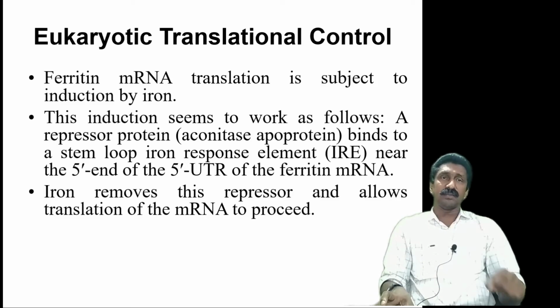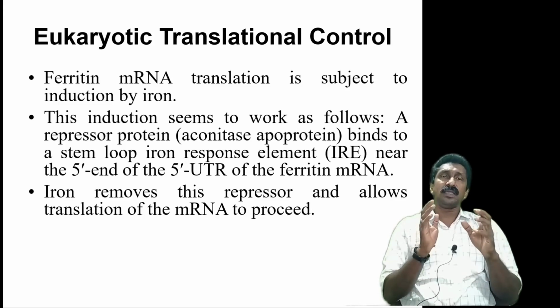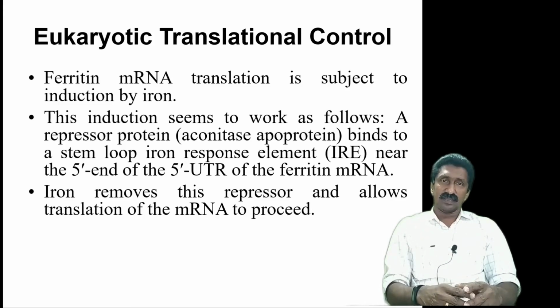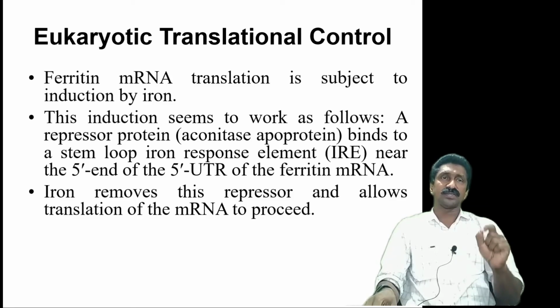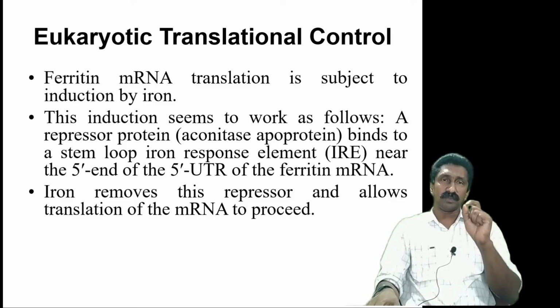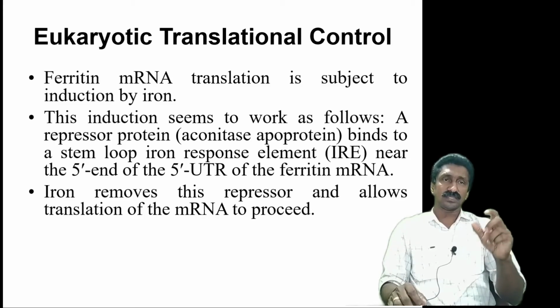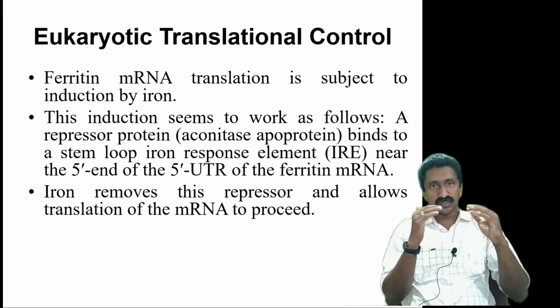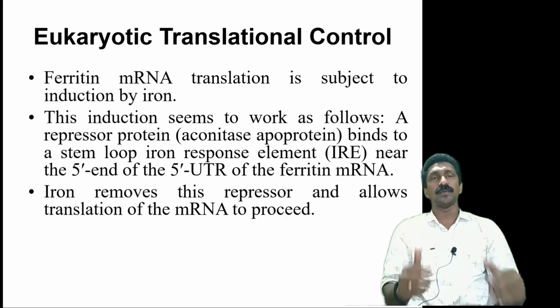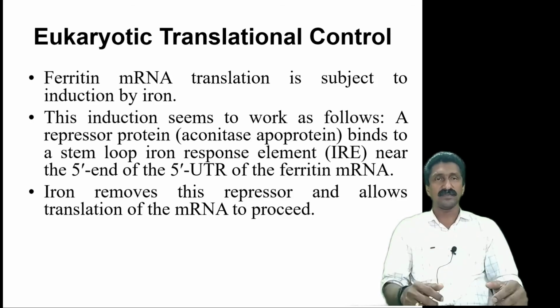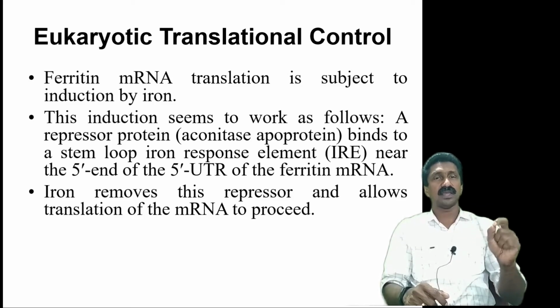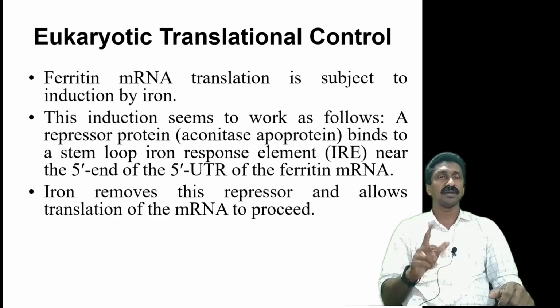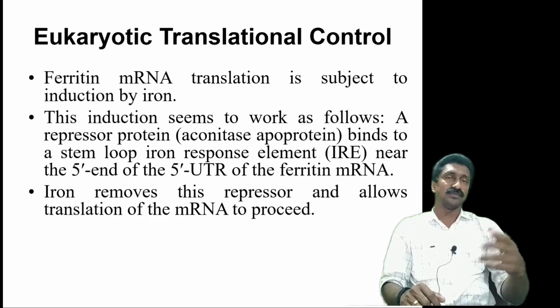Then ferritin mRNA translation is subject to induction by iron. This induction seems to work as follows. A repressor protein, aconitase apoprotein, binds to a stem loop iron response element, or IRE, near the 5' end of the 5' UTR of the ferritin mRNA. Iron removes this repressor and allows the translation of the mRNA to proceed.